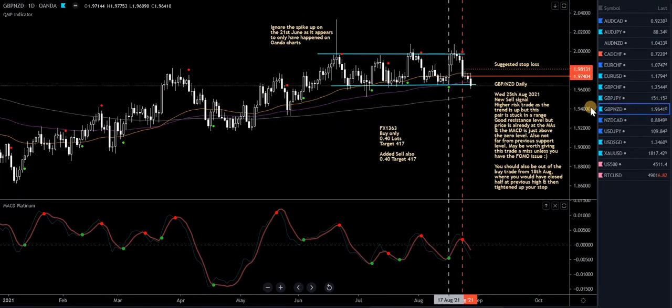Pound New Zealand, again another range bound pound pair. Geez, I miss Brexit. Remember Brexit?